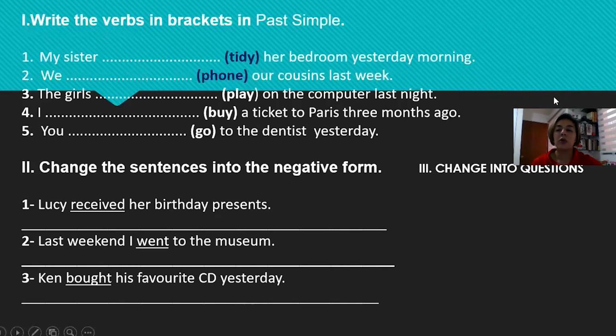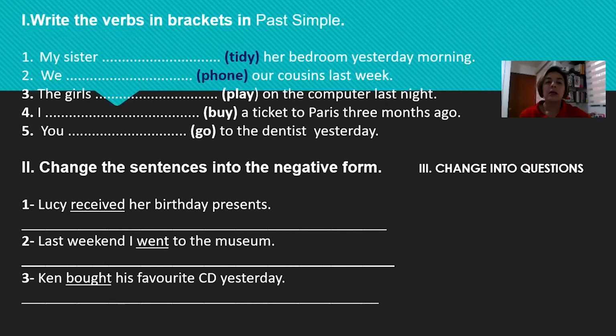Okay, here we have more practice. In exercise number 1, the only thing that we have to do is to write the verb into the past. You have simple regular verbs and irregular verbs. Let's discover which are regular.